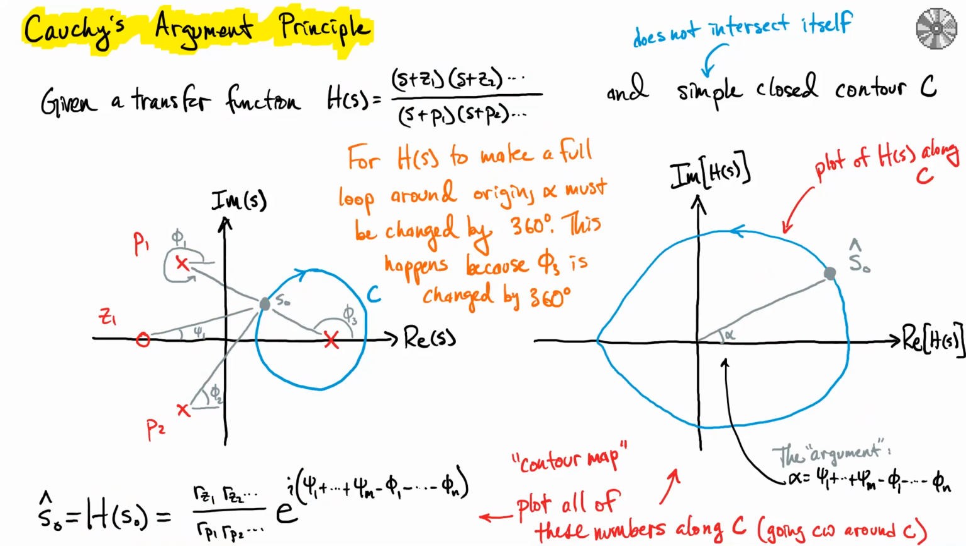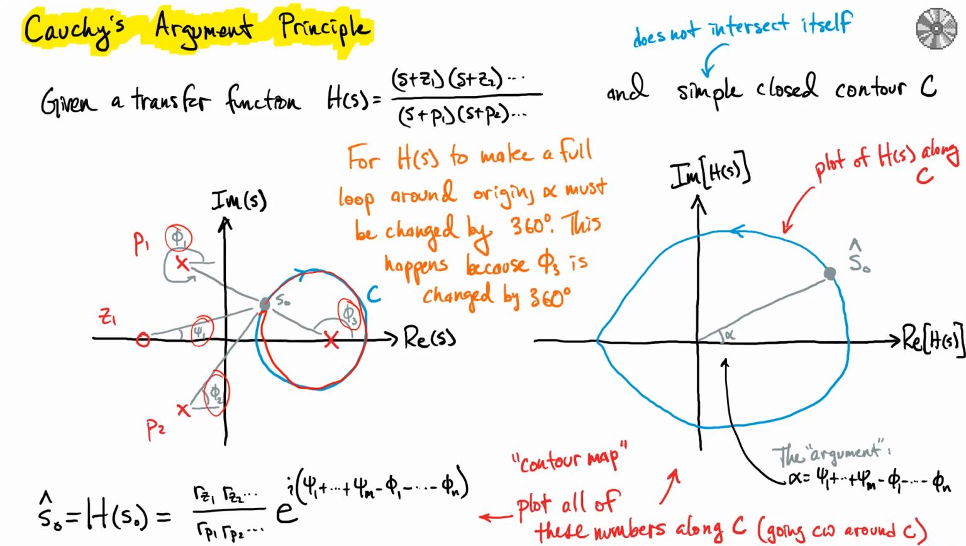If we place a pole or zero inside this contour, then something different happens. What happens to this phi 3 in this case is that it may start at some angle, say for example 120, but then as this test point moves around the contour, it doesn't return back to 120, it moves back to 120 plus 360. So what we observe is that this angle phi 3 actually experiences a 360 degree rotation, which is different than the angles phi 1, psi 1, and phi 2, which are not contained inside the contour.